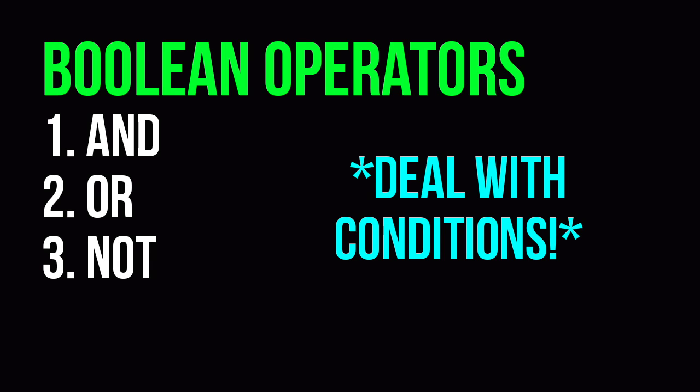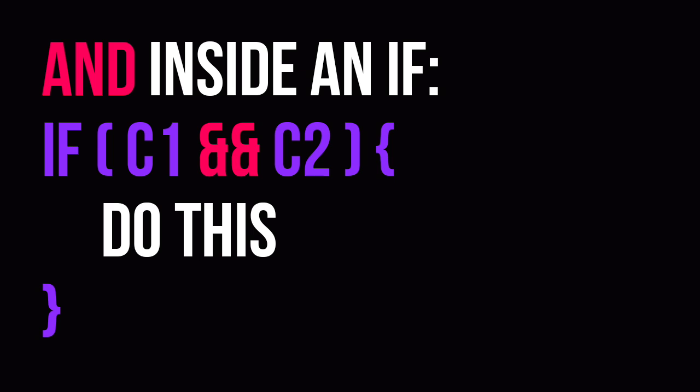And so there are 3 main ones, like I said: and, or, not. And is if, and then you have 1 condition, and then you have 2 ampersands, and then you have another condition. Basically what this means is if the first condition and the second condition, they both evaluate to true, then the entire statement evaluates to true, and whatever's inside the if brackets happens. It's executed. Otherwise, the else is executed, or if there isn't an else, nothing happens.